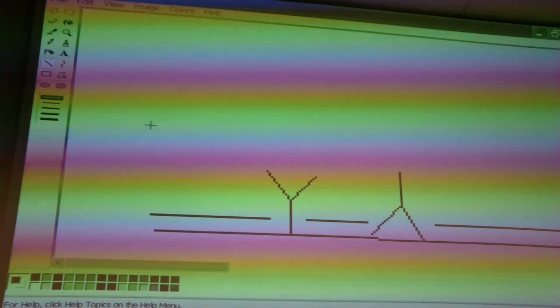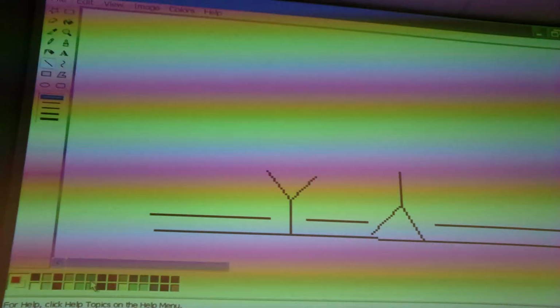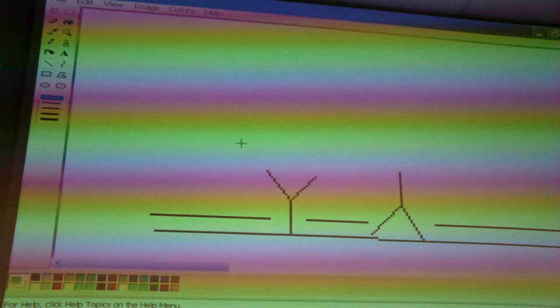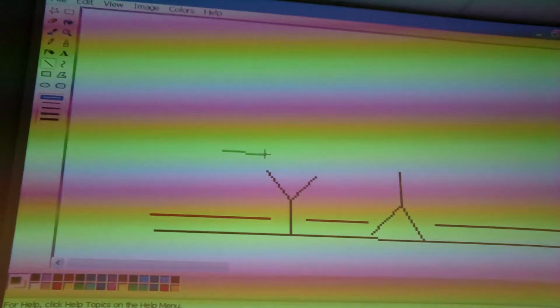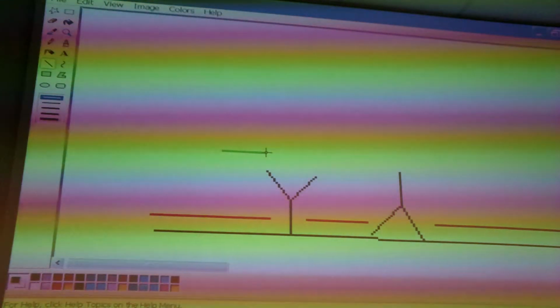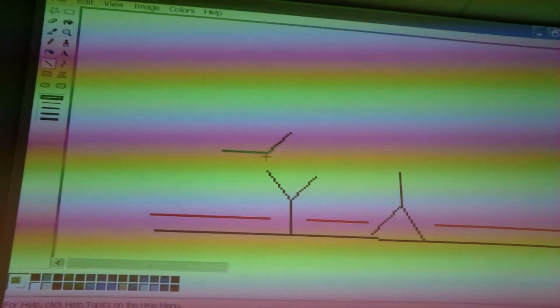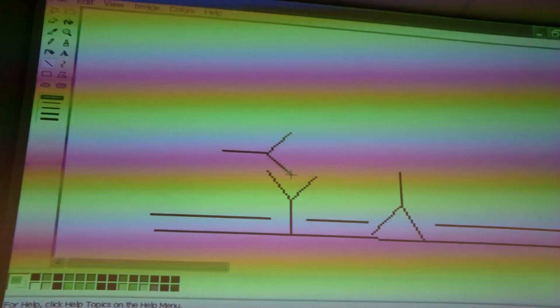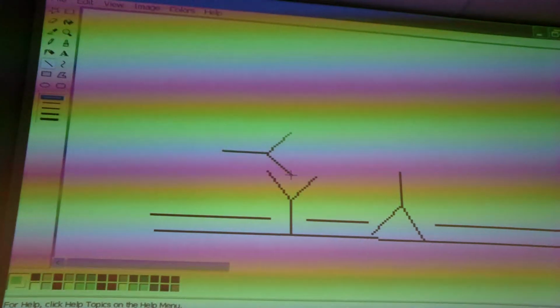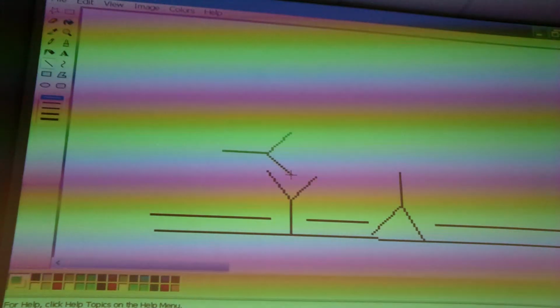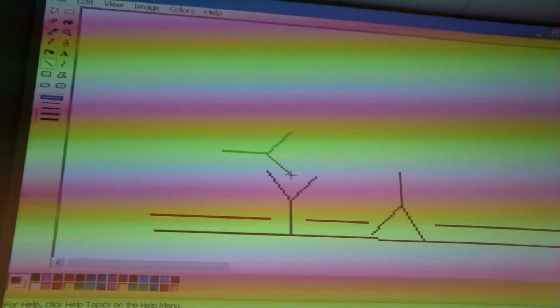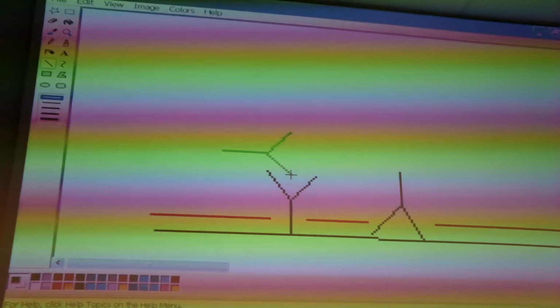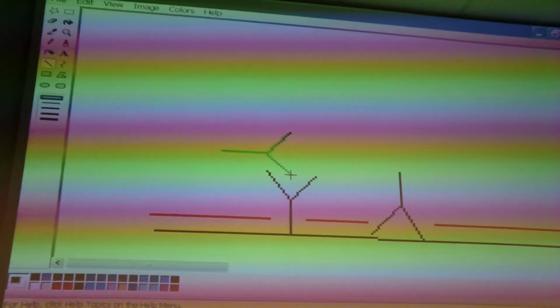Okay. Next, you already said it. Get a different color. This is our sample, right? In this case, the green would be the human antibody, right? Okay. What's next?